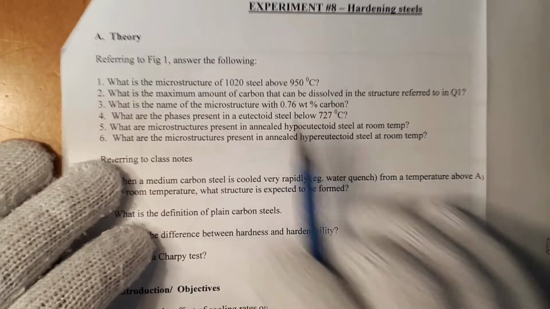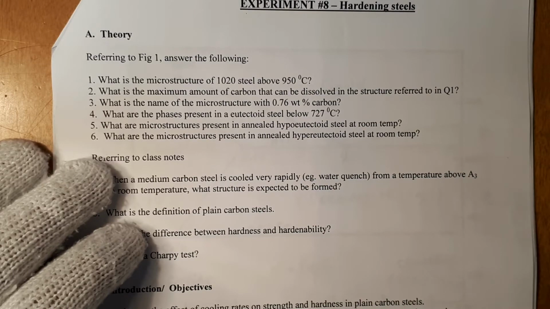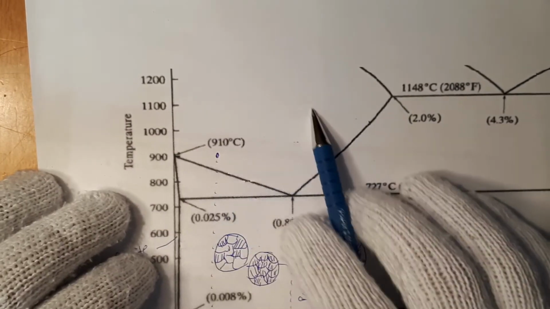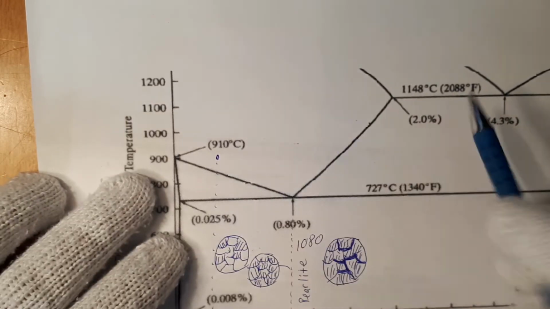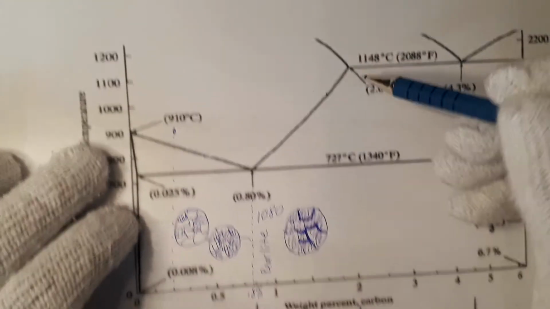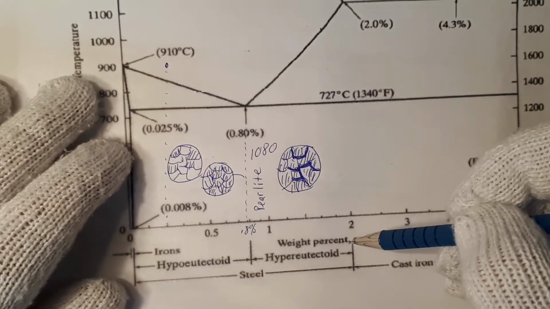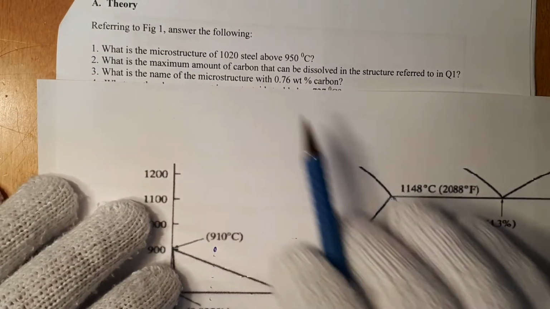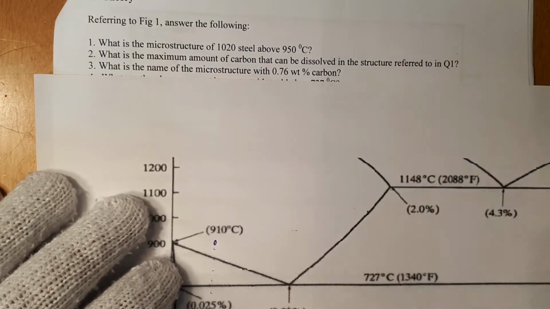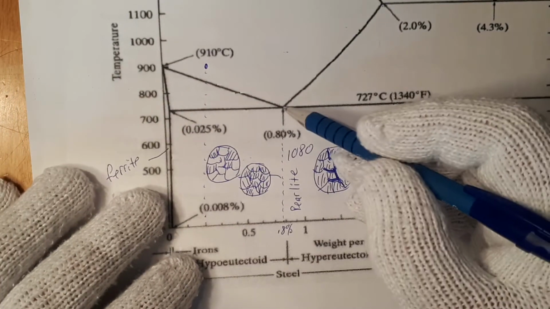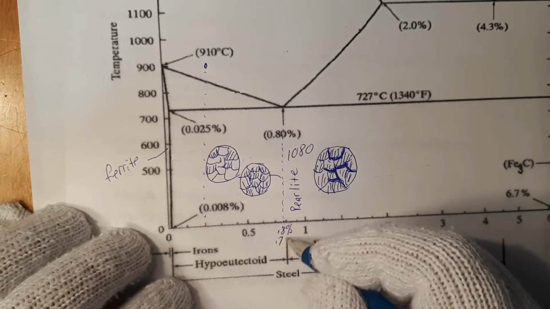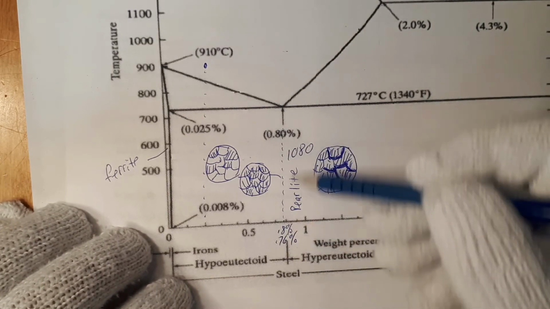What is the maximum amount of carbon that can be dissolved in this structure? Going back here to the diagram, the maximum amount of carbon that can be dissolved by this structure is 2%. It goes all the way to the left right here, going all the way down is 2%. What is the name of the microstructure at 0.76 weight percent carbon? 0.76 is the same as the 0.8. We just simply rounded to 0.8, but this is also 0.76%. The name of that structure.